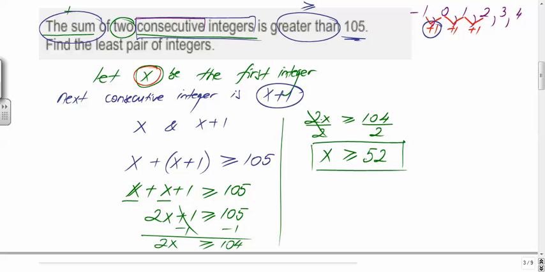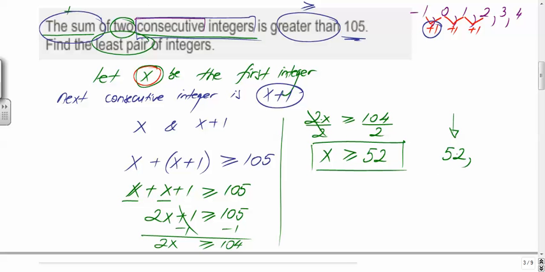So my question is, can that x be 52? Yes, it can, right? So x could be 52, 53, and so on. But the problem is asking me to find the least pair. So I need to find the smallest x, and that would be 52. It cannot be less than that.